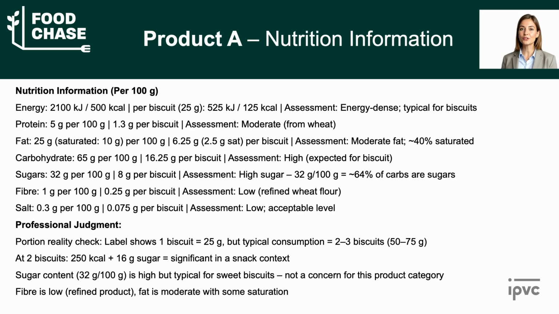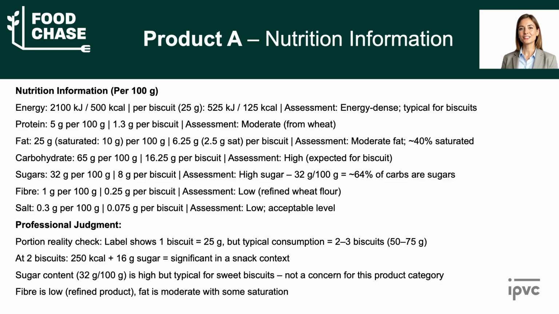The nutrition numbers here are what you'd expect for a biscuit. High energy density because it's mostly carbs and fat. High sugar because the product is formulated to taste sweet. But notice the portion. The label says 1 biscuit, but does anyone actually eat just 1? Most people eat 2 or 3, which doubles the sugar and energy intake. This is a classic example of why you can't just read the label at face value. You have to think about real consumption.